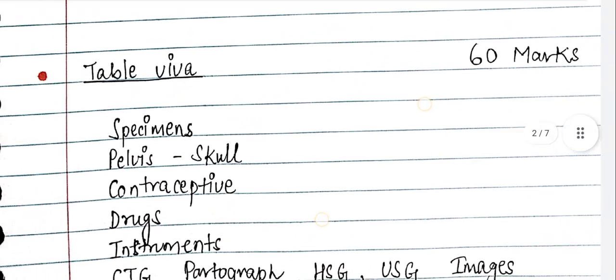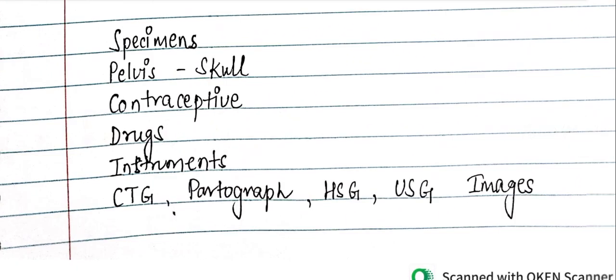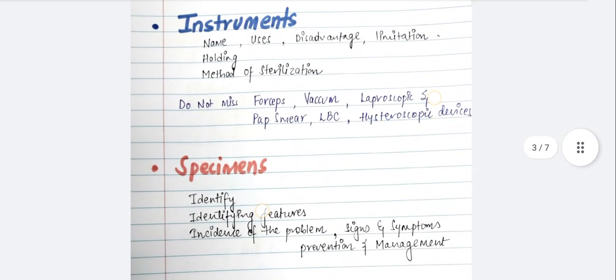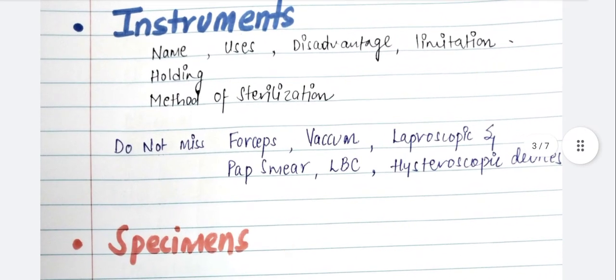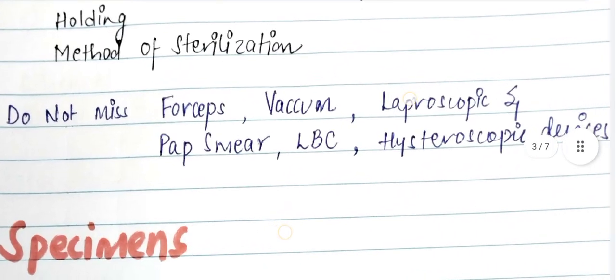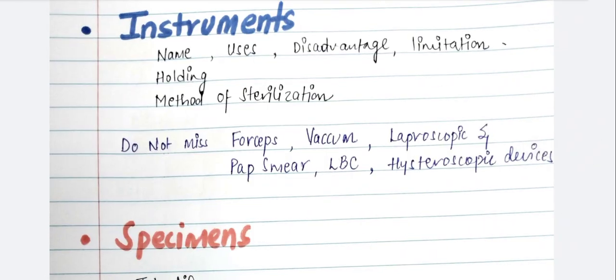Table vivas will consist of 60 marks, which will include specimen, maternal pelvis and fetal skull, contraceptives, drugs, instruments, CTG, partograph, HSG, USG images. I will be describing all here. Like instruments, mainly they'll ask name, uses, disadvantages, limitations, holding method of that instrument, method of sterilization. Do not miss forceps, vacuum, laparoscopic and hysteroscopic devices, and pap smear and liquid based cytology, spatula and brush.